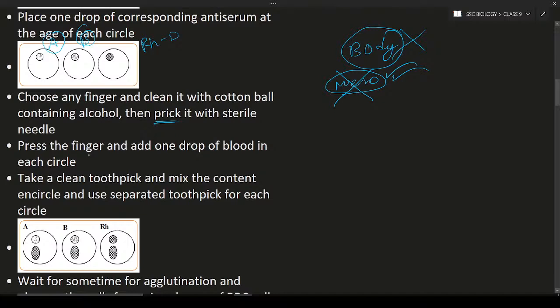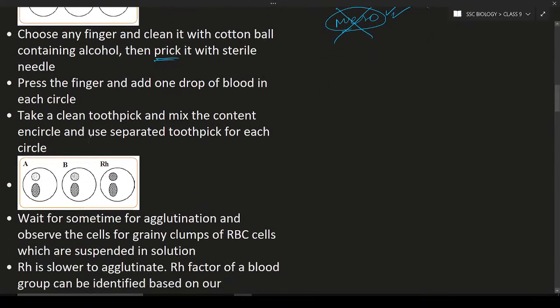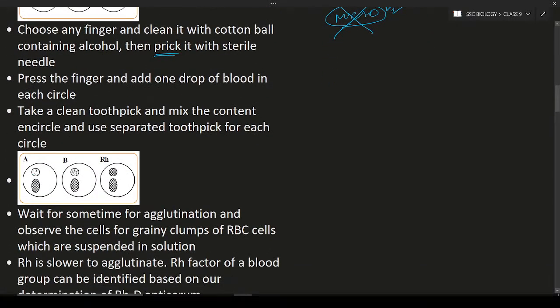Then press the finger while the blood is coming, and put one drop on each circle. So here one drop, here one drop, and here one drop. So 3 drops are placed in the circles. Previously we added antisera A, antisera B, and RHD antisera. Now we have added the blood also, one drop of blood in each circle.